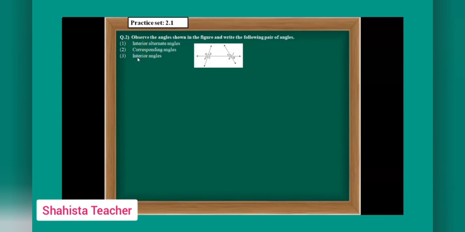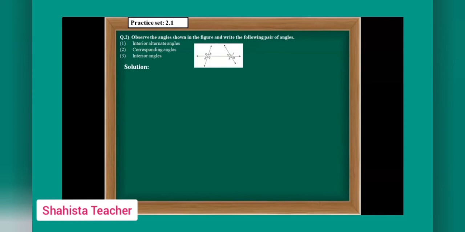Is that clear? So here first we will start. Here we will start our sums with the solution. So first the interior alternate angle. Students, first we will see the definition of interior alternate angle. The definition is optional for you. No need to write the definition. You only have to write the interior alternate angle pairs, corresponding angle pairs and interior angle pairs. Only the pair of angles. It is optional for you. For your better understanding, I am explaining these sums with definitions.